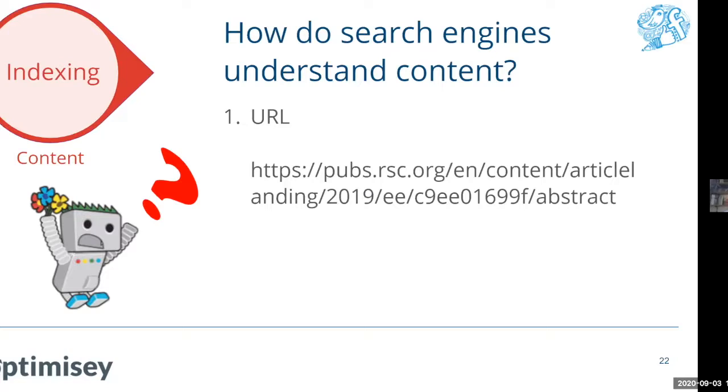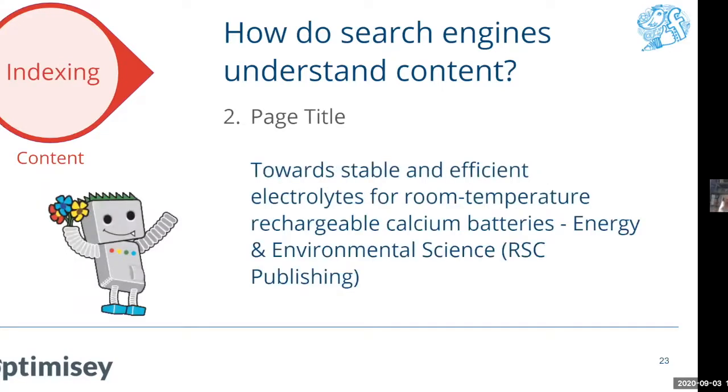Okay, so let's assume that Googlebot's completely confused. They've looked at the URL, not helping them very much. They're going to go on and look at the page title for this page. Here's the page title for this page. It's a lovely little mouthful. I hope there might be some scientists among you this will mean a little bit more to, but it means nothing to me. But anyway, here's the page title: Towards Stable and Efficient Electrolytes for Room Temperature Rechargeable Calcium Batteries. Energy and Environmental Science, RSC Publishing. Not bad. They're getting better. It's a little bit wordy, but it's science, so they need to be a bit wordy.